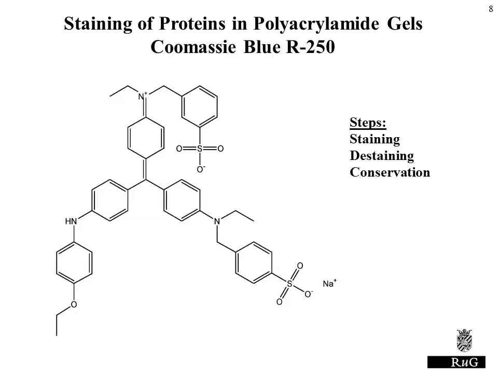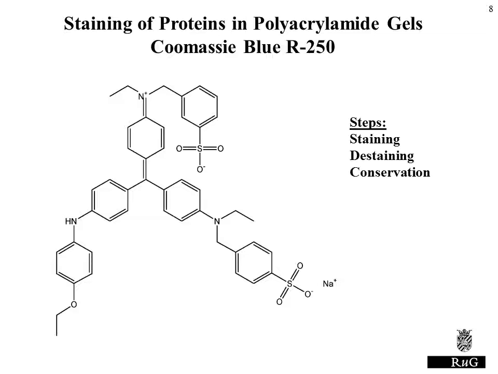A very popular type of stains are the Coomassie blue stains. They originally were designed as textile stains to stain wool. Here's an example of Coomassie blue R250. There are many Coomassie blues. Now wool is made of proteins, so it was a logical conclusion to use Coomassie dyes to stain proteins in gels.